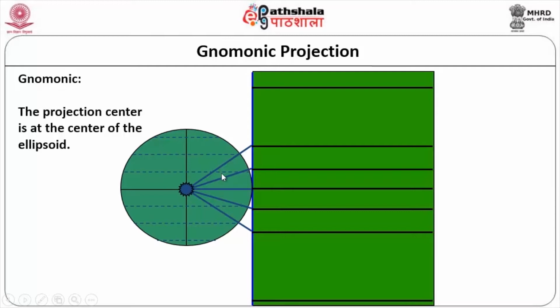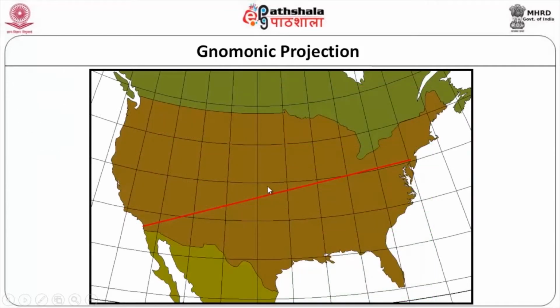From here rays are sent, because light is a property. You can see each of them picking up from these latitudes and longitudes. Everything will be projected onto this, and whatever is collected from here will be projected onto the surface here. So this is the surface and this is the ellipsoid. This is how the gnomonic projection works.